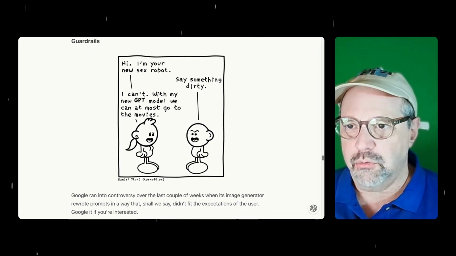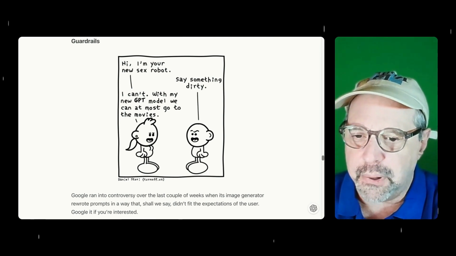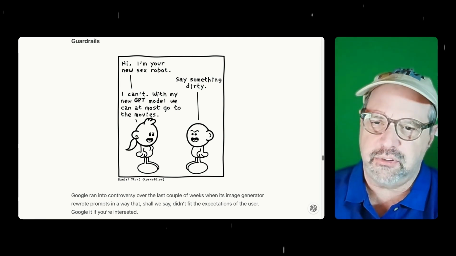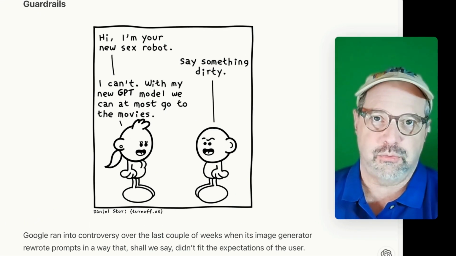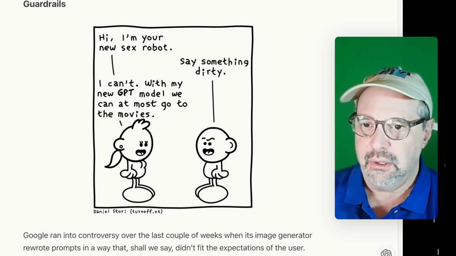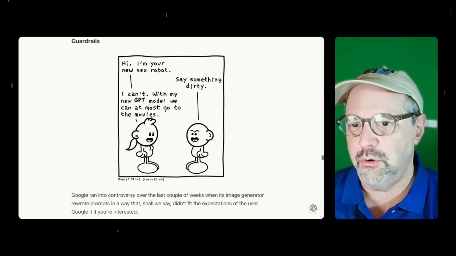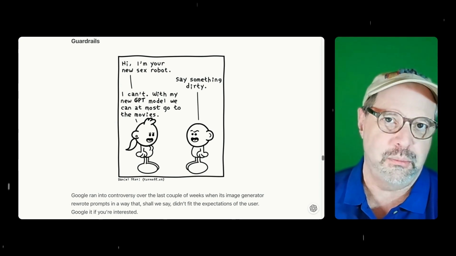I called this one guardrails. There was a little image here by the turnoff.us website. It says, "Hi, I'm your new sex robot." "Really? Say something dirty." "I can't. With my new GPT model, we can at most go to the movies."